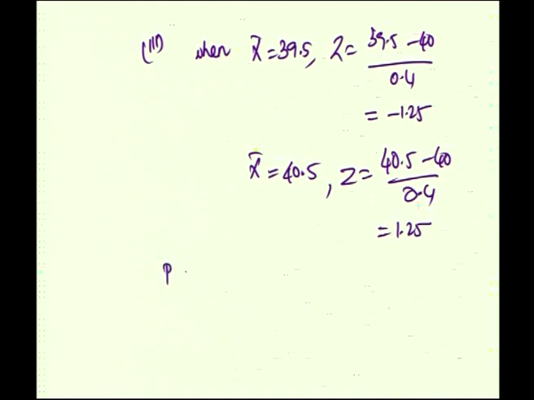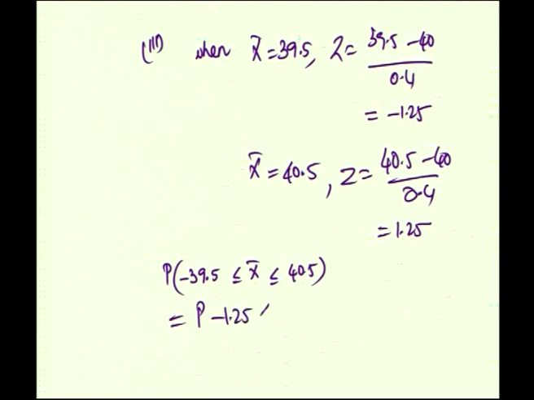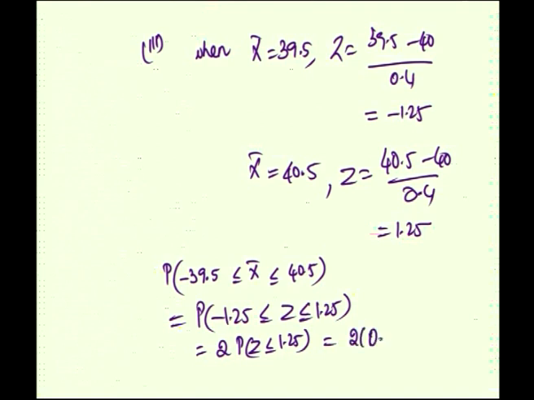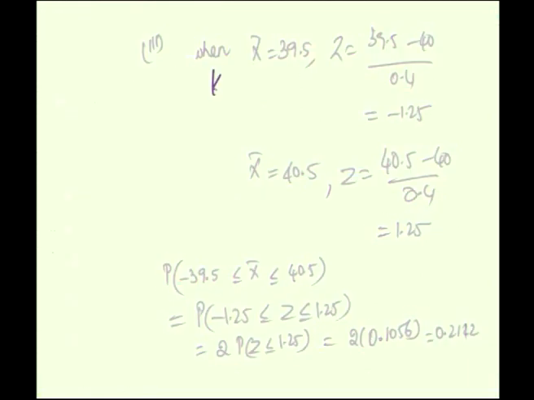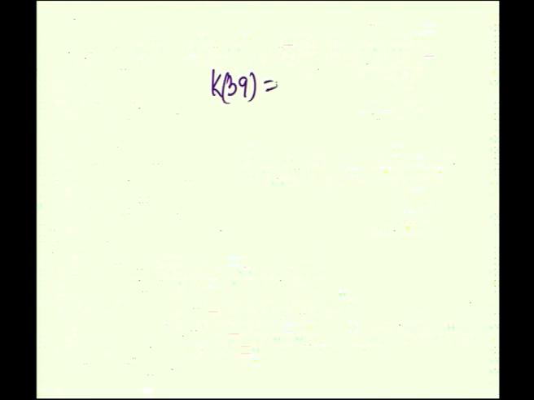So, P of 39.5 less than or equal to x bar less than or equal to 40.5 will be equal to P of minus 1.25 less than or equal to Z less than or equal to 1.25. So, this is 2 times P of Z less than or equal to 1.25 and it is 2 times 0.1056, which is 0.2112.